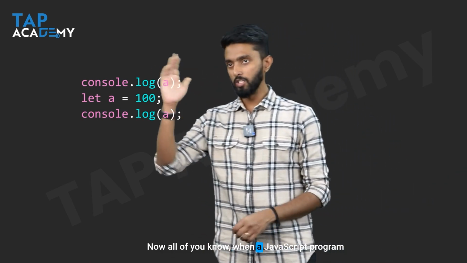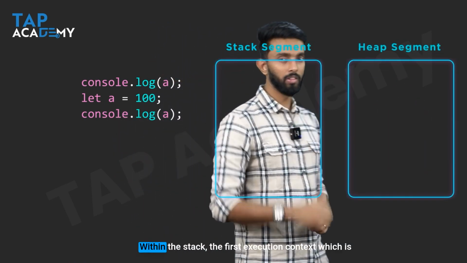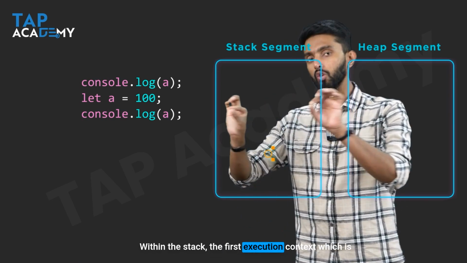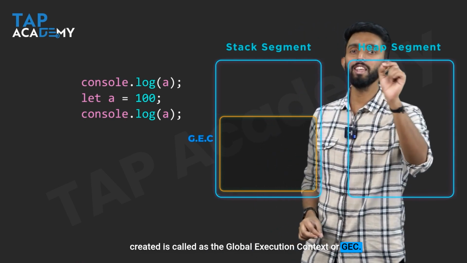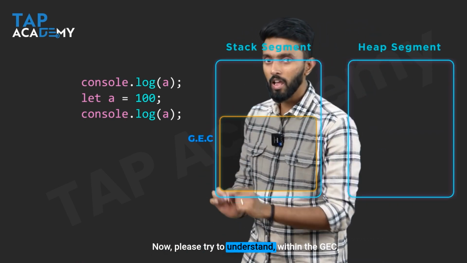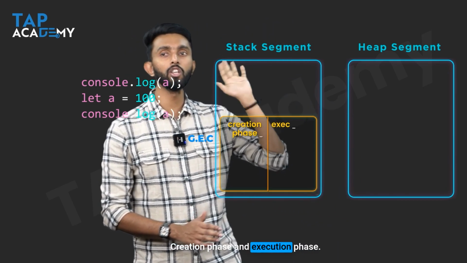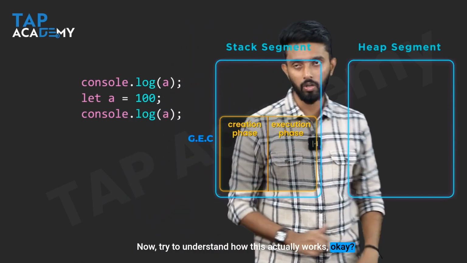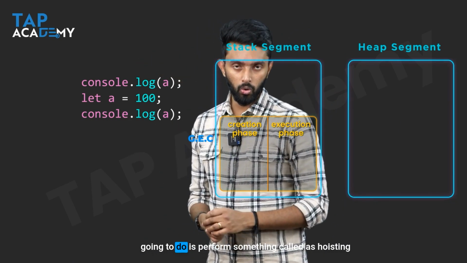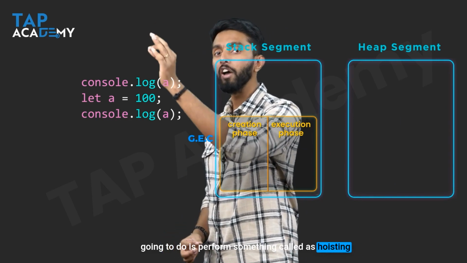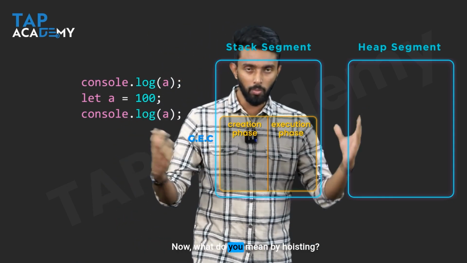Now, all of you know when a JavaScript program begins execution, the stack is created, the heap is created. Within the stack, the first execution context which is created is called the global execution context, or GEC. Now please try to understand, within the GEC there are always two phases: the creation phase and the execution phase. First, JavaScript is going to perform something called hoisting before creating all of the variables in the creation phase. Now, what do you mean by hoisting?